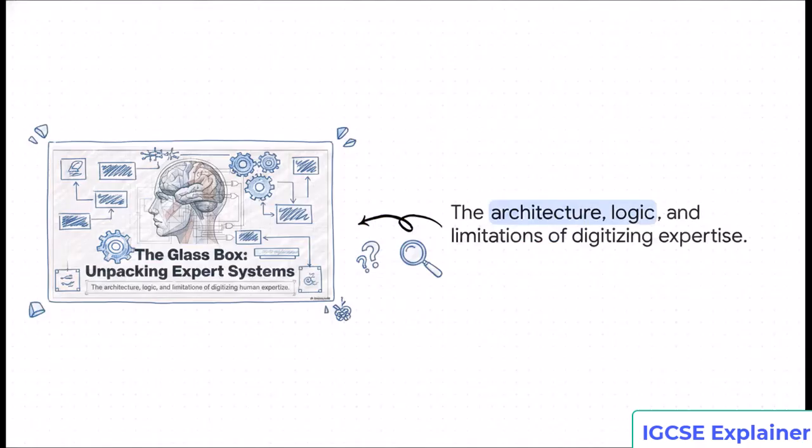We're calling this whole concept the glass box. Way too often we tend to look at advanced computer systems as these mysterious black boxes, like data goes in, magic answers come out, and nobody really has a clue what's happening in the middle. But today, we're making that box completely transparent. We are going to peer directly inside the machine to really understand the architecture, the logic, and yes, definitely the limitations of how a machine actually mimics a human expert.